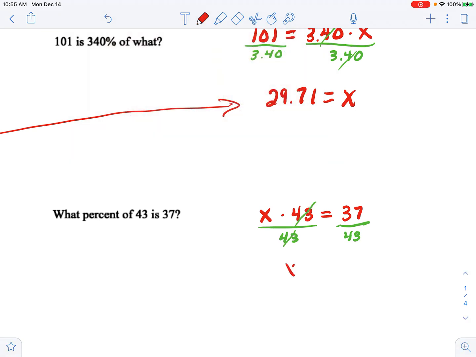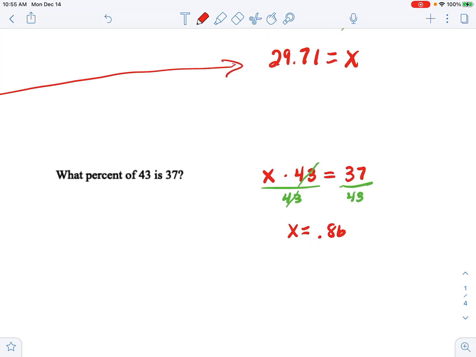And what we get is x equals, let's see, what is 37 divided by 43? It's 0.86, and it's got a lot of decimals like 0.86046512, but we can stop there at x equals 0.86. Now, I want you to notice that when you're solving these problems, what you get as the solution is the decimal equivalent to the percent, okay? So we need to change that back to a percent because the question asks us what percent.